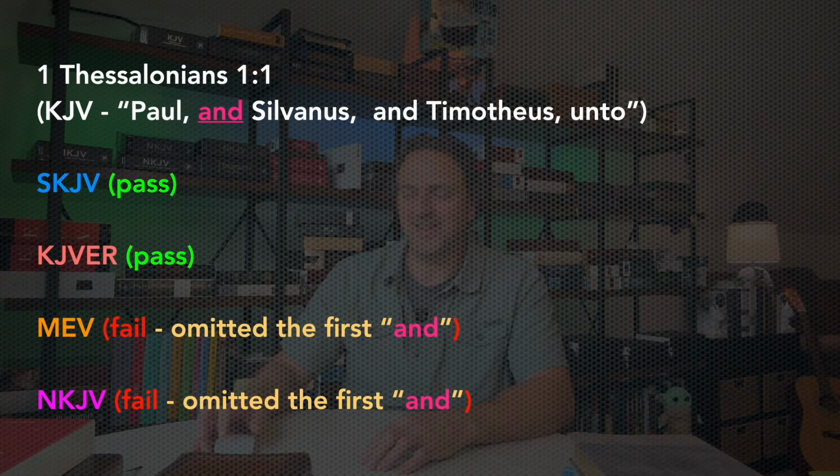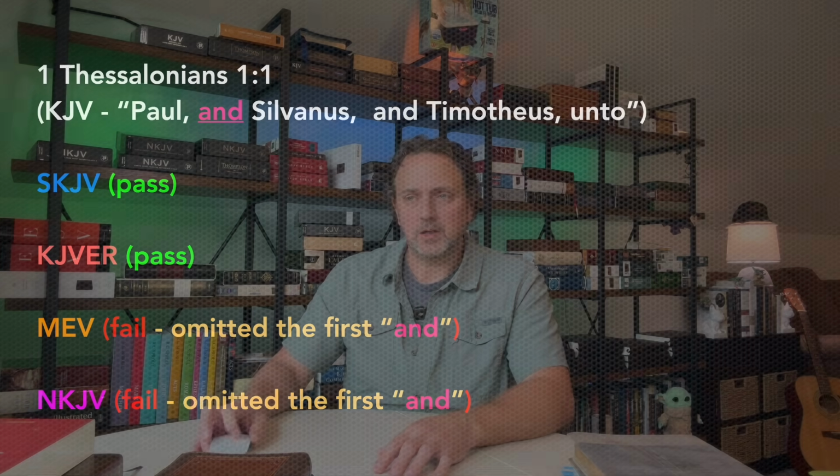1 Thessalonians chapter 1, verse 1, KJV. And it says, "Paul and Silvanus and Timotheus." The MEV and the New King James take out the word "and." I'm going to go ahead and say that I don't really have a problem if the word "and" is omitted. But correct me if I'm wrong, if you can give me a good reason why that is a problem. I think some punctuation, a comma, takes care of that now.